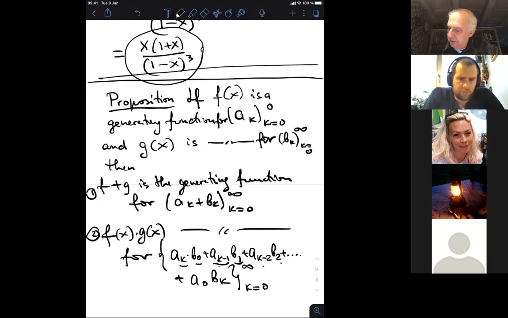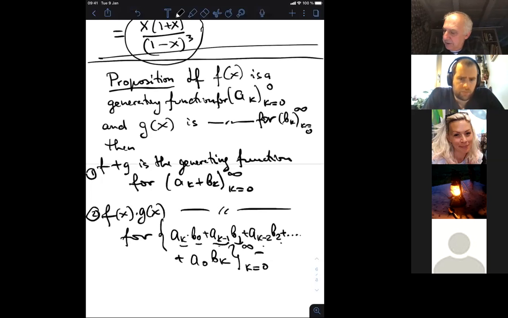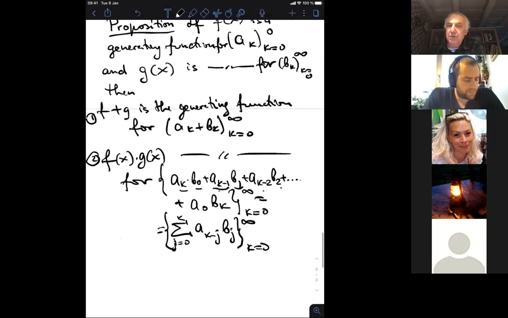So the formula is, well, we can write this as well with a summation sign, but it's not so important. Summation, say j from 0 to k, a_{k-j} b_j. So this would be the formula for the coefficients in the product of two power series, of course. That's a very simple thing. Okay.